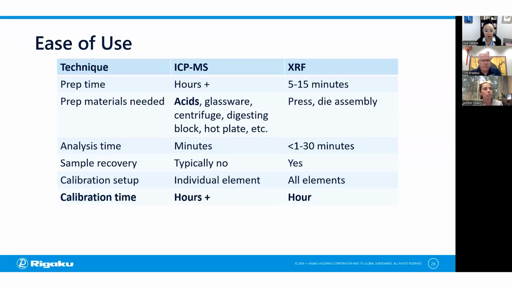Calibration setup, and I'm going to say calibration time are kind of going to go hand in hand. Setup, in this case, ICP-MS, you're doing individual elements, whereas XRF, we're typically going to calibrate for all elements at once. We call it one calibration. It's all going to be done at the same time. And that amount of time it takes is going to depend on the amount of analytes present or what you're looking for. So calibration time, again, can take a long time on ICP-MS. XRF is typically going to be about an hour.